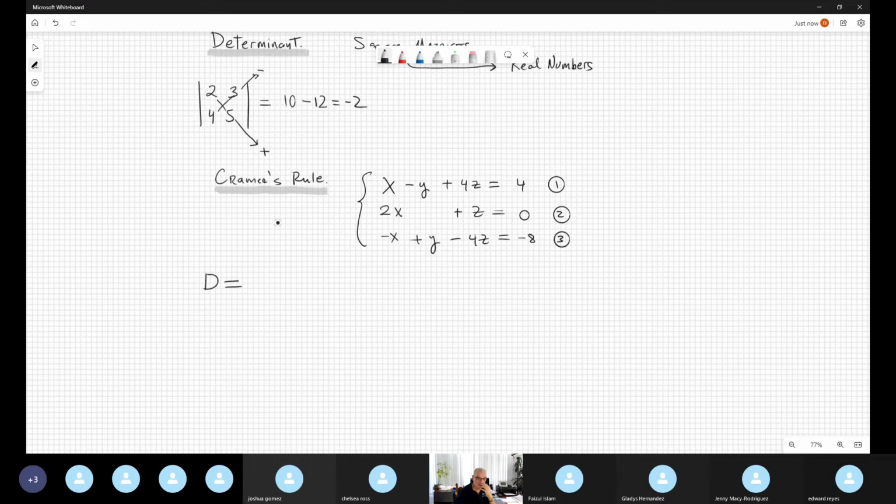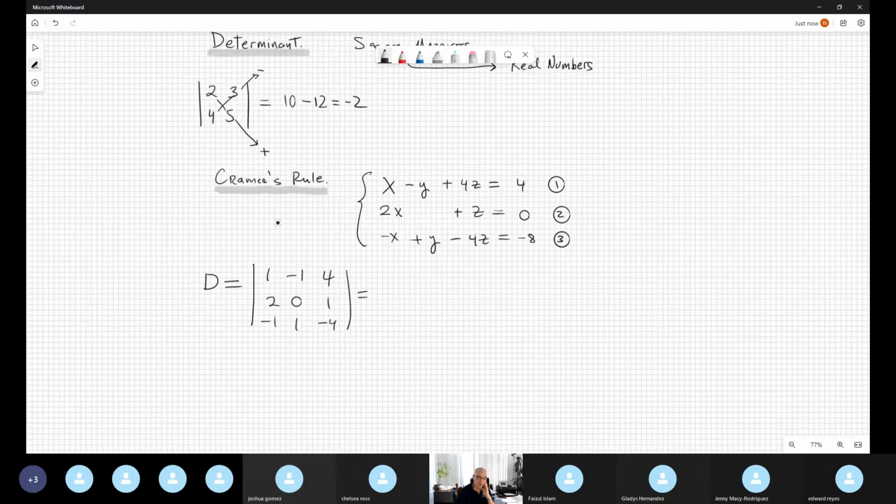Capital D is the determinant of the coefficients in front of the variables: 1, negative 1, 4, 2, 0, and 1, and negative 1, 1, and negative 4. And this gives me one number. I have no idea what it is; in the software you can see.